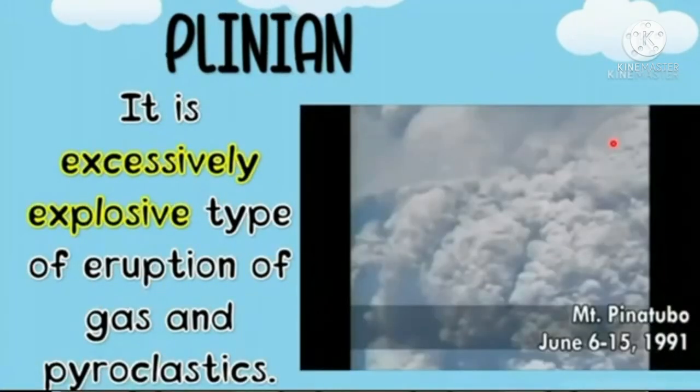Lastly, we have Plinian. It is an excessively explosive type of eruption of gas and pyroclastics. It is an intensely violent eruption that happened to Mount Pinatubo in 1991.